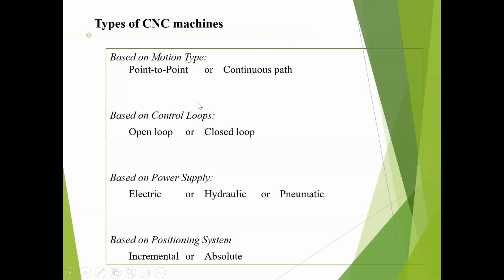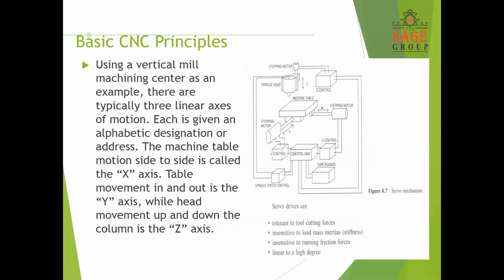Okay, now it is based on the types of motions like point-to-point motion, continuous path motion, open loop or closed loop, based on power supply, electric or hydraulic or pneumatic. On these things it depends, and based on position system, incremental or absolute systems. So these are the types of machines which are available. Now the other one is the basic CNC machining principle.